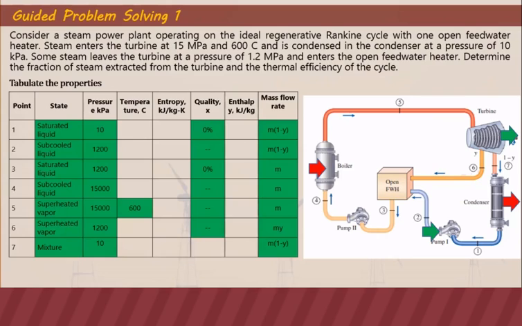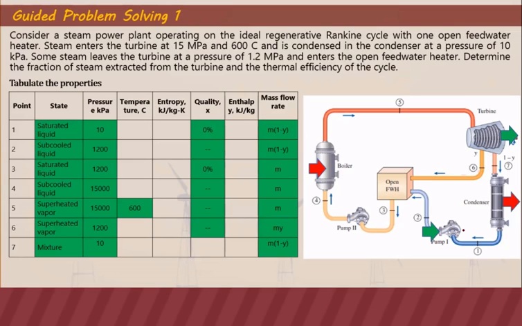As you can see, we have 7 points: point 1, 2, 3, 4, 5, 6, and 7. So we tabulate all the known properties as well as the unknown. All the known properties are in green.